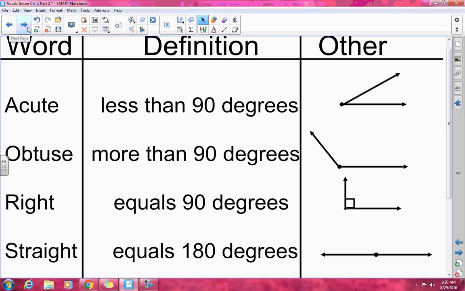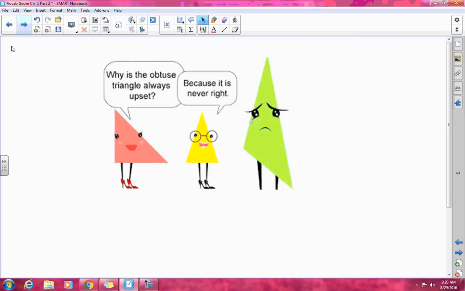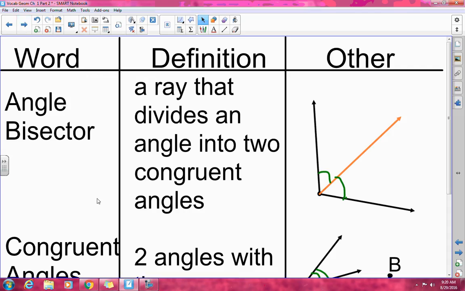And now here comes my joke, using these words, acute, obtuse, right, and straight. Why is the obtuse triangle always upset? Because it's never right. It cracks me up. See, here's the obtuse triangle. That's an obtuse angle. He's never right, so he's always upset. Anyways, moving on.